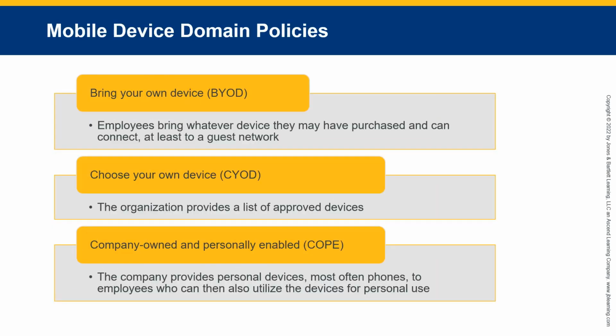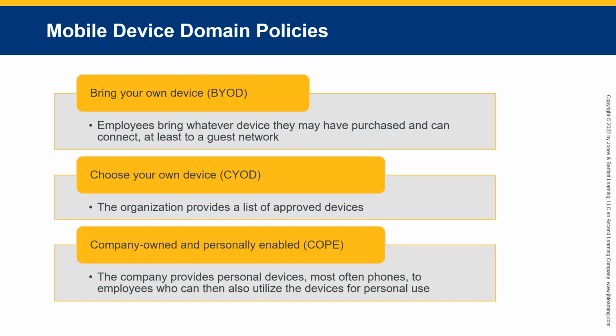The mobile device domain policies. First is bring your own device, BYOD. This is a scenario in which employees bring whatever device they may have purchased and can connect at least to a guest network. This poses the greatest security risk, but is quite common. Next is choose your own device, CYOD. This is a situation wherein the organization provides a list of approved devices. If the employee purchases the device from that list, then they can attach the device to the organizational network. This provides some level of security. The company at least knows the device meets minimum security requirements.